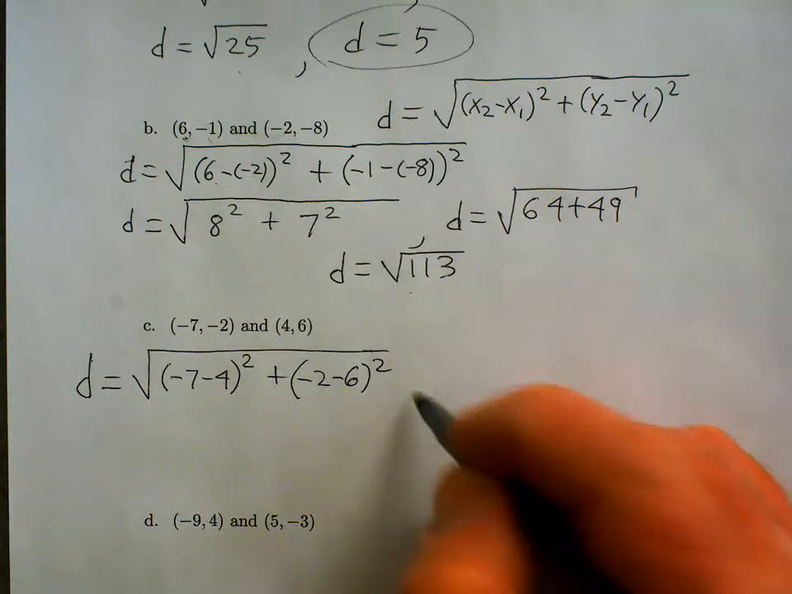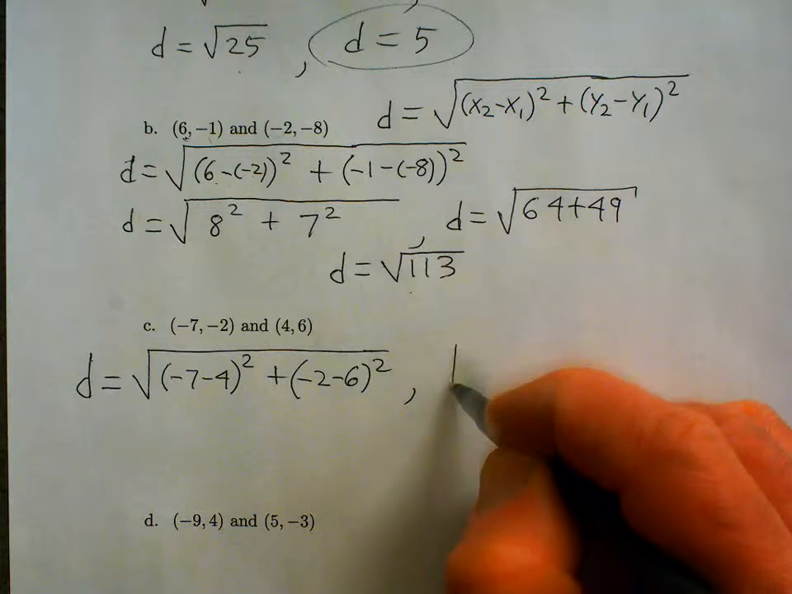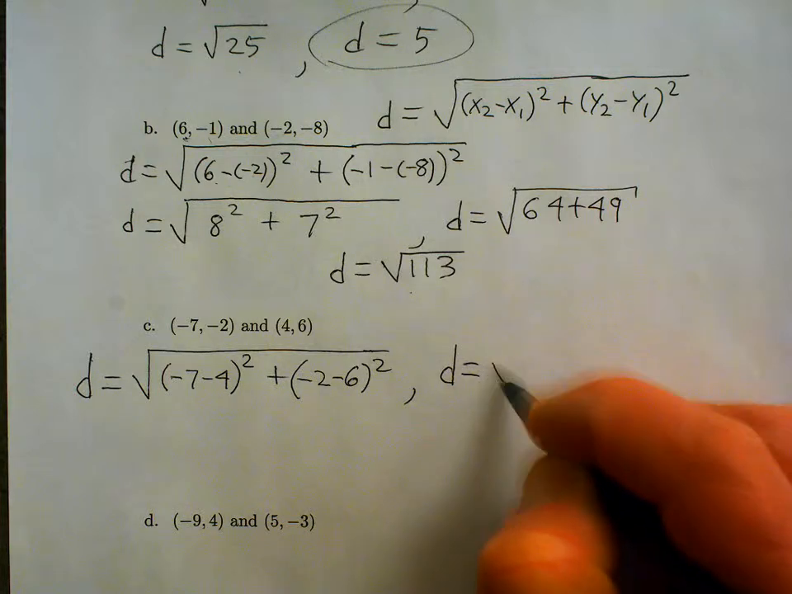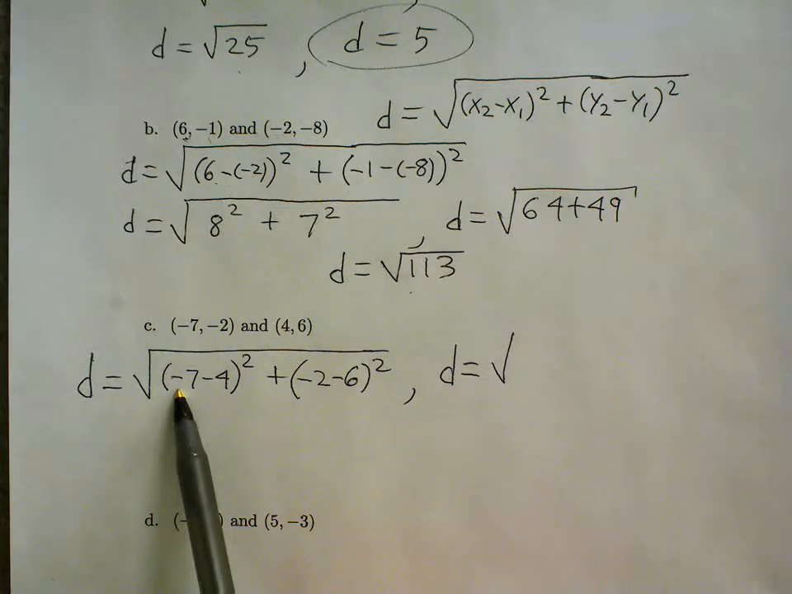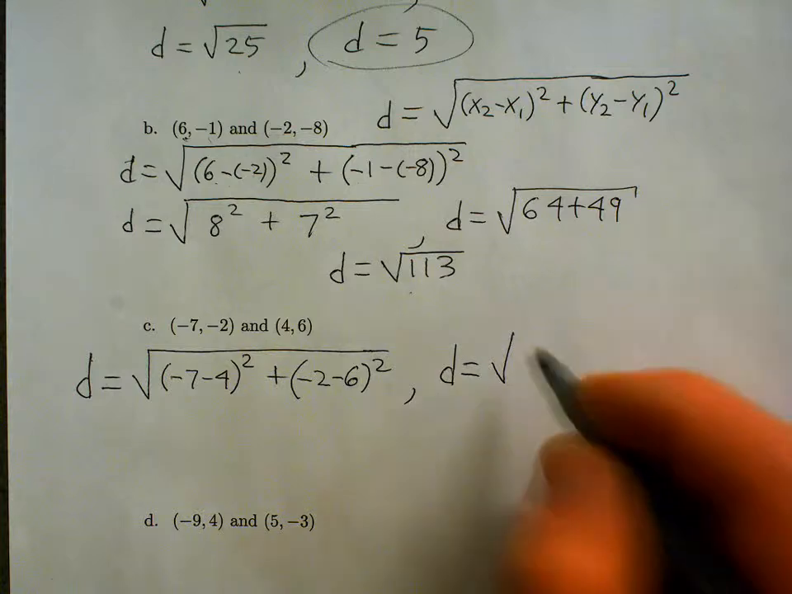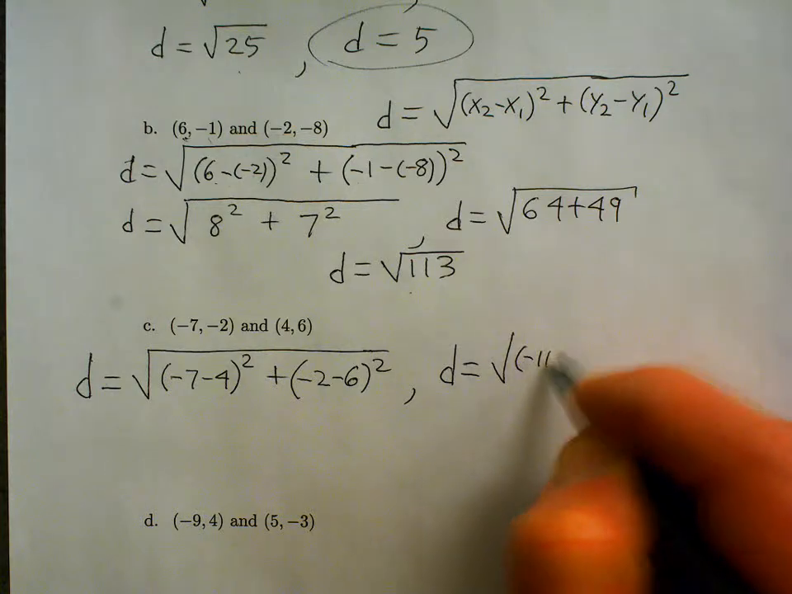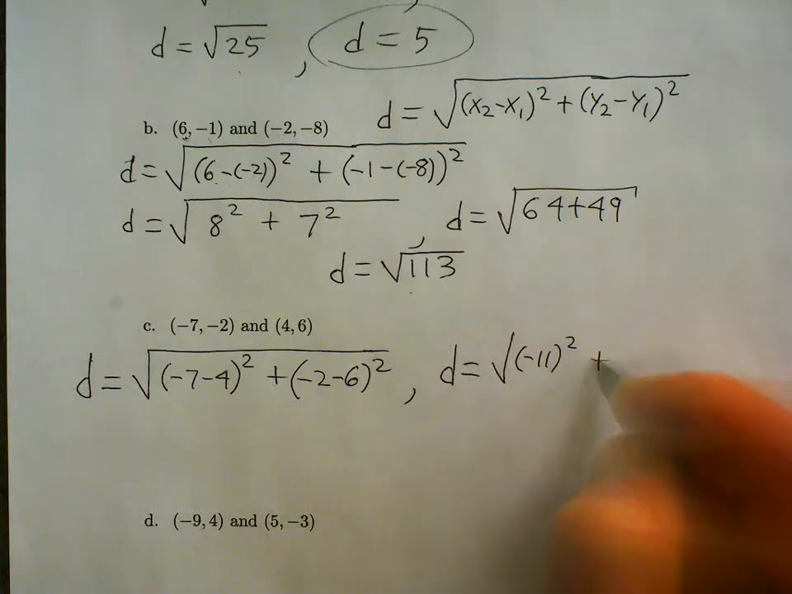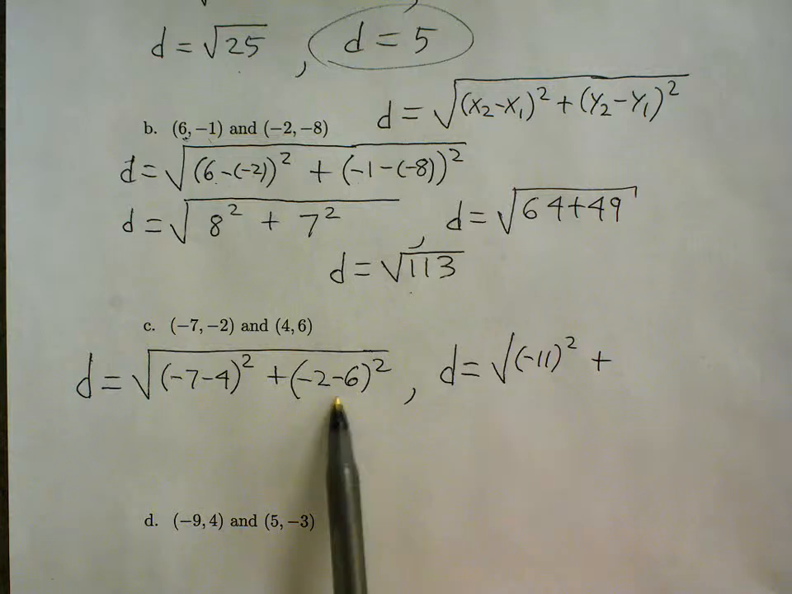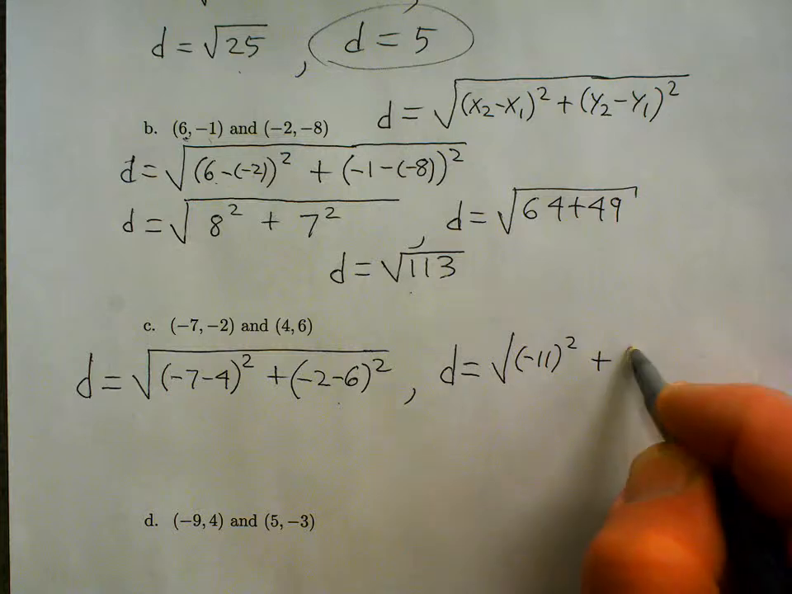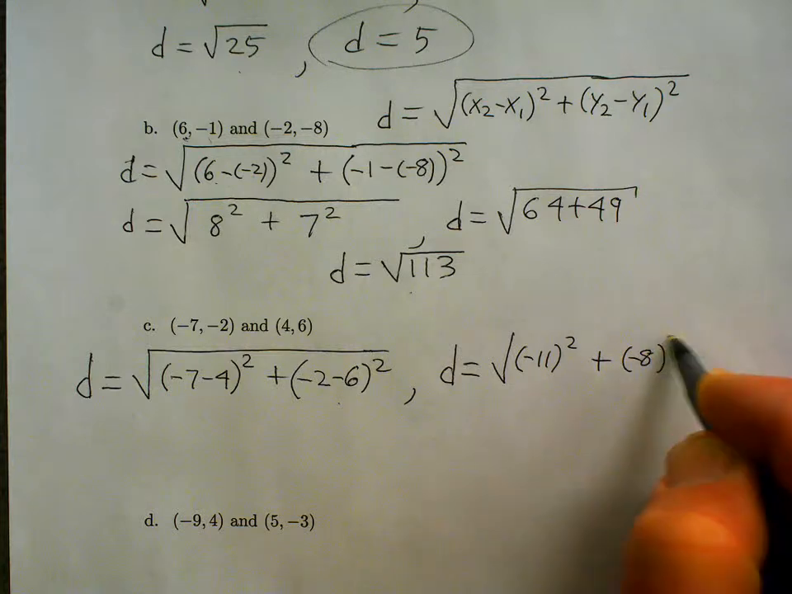Then we just do the arithmetic. The number -7 minus 4 is -11, so we have -11 squared, and then plus the other quantity squared. -2 minus 6 is -8, so we have plus the number -8 squared.